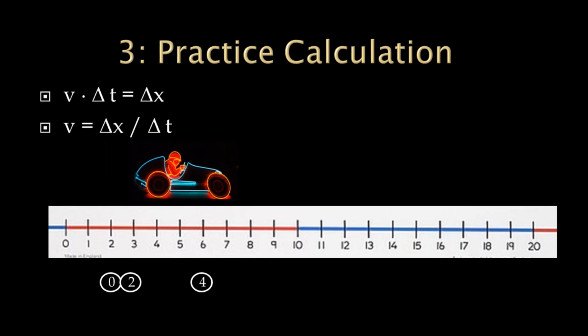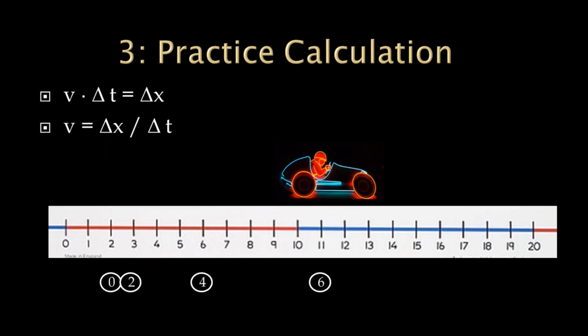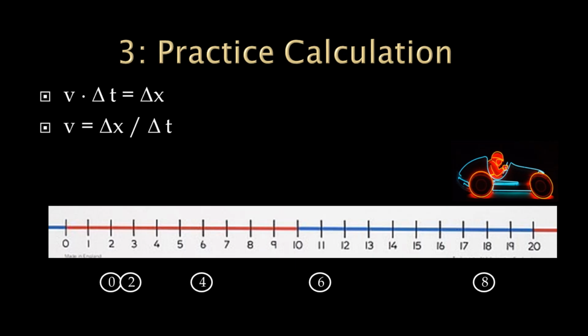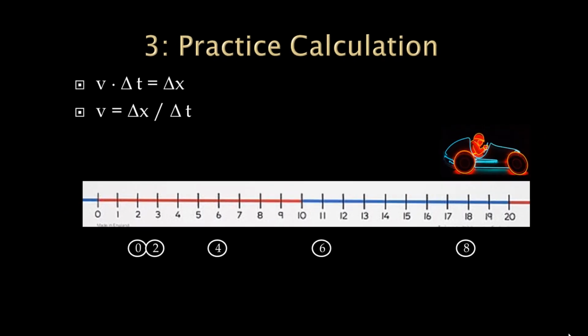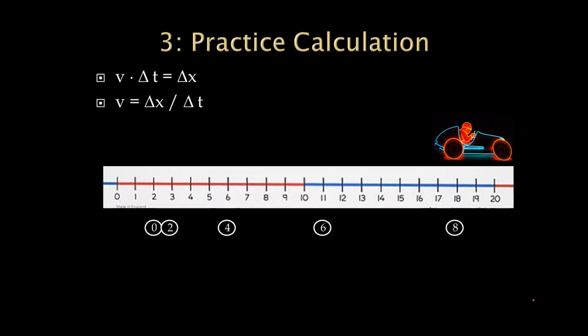After 2 seconds, it's at position of 3. After 4, it's a position of 6. After 6 seconds, it's at 11. And after 8 seconds, it's at 18 meters. Our ruler and timestamps provide a good record of where the car was at various times.